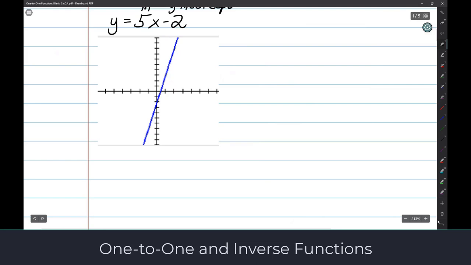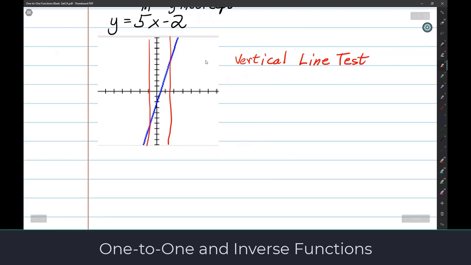Right there. Okay. We know it's a function because it passes the vertical line test, where you draw a vertical line through the graph, and if the vertical line only touches the graph at one point, we would say intersects the graph at one point, then this is a function. Right, that's the vertical line test. Passes the vertical line test. So y equals 5x minus 2 is a function.